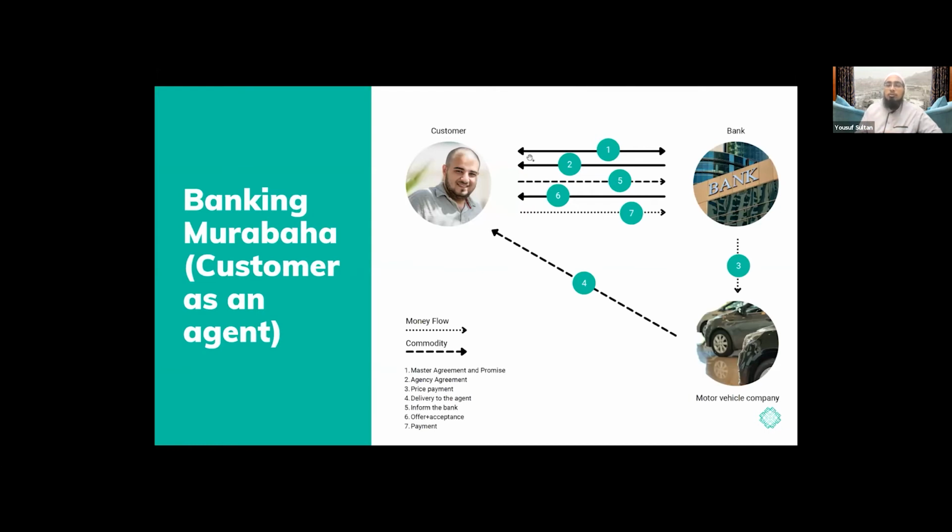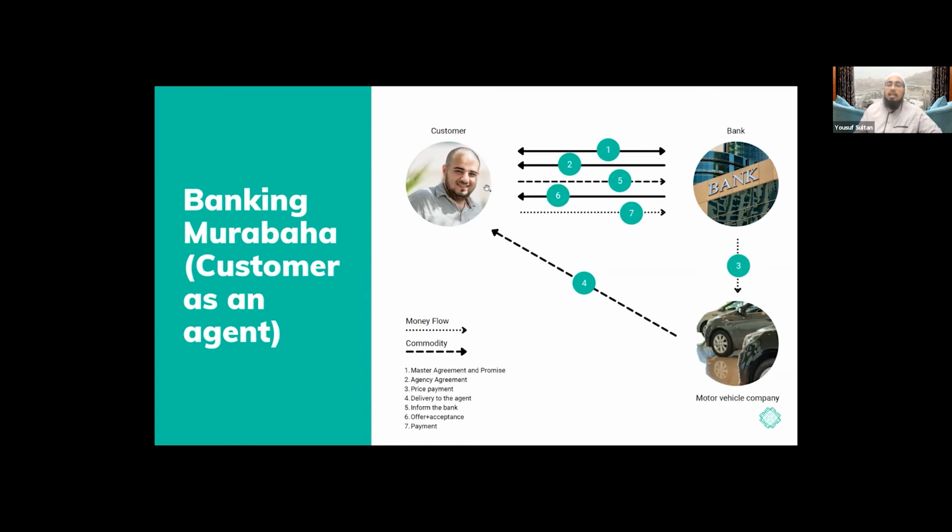So in the first flow, we'll see that there is a master Murabaha agreement between the bank and the customer. This master Murabaha agreement would also include a promise, for example, that if you buy this vehicle from that company or with this model, I will buy from you. This promise the customer will give. Based on that promise, the bank will purchase from the motor vehicle company. Now, how it will do this: in number 2, it will first make the customer an agent.